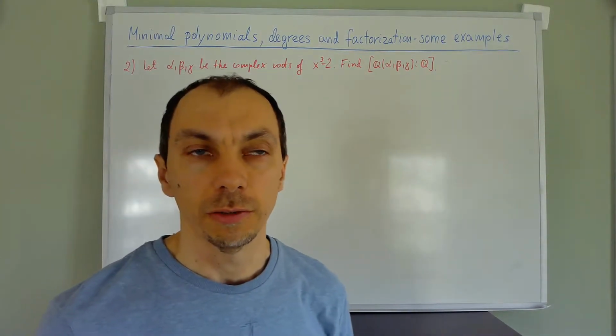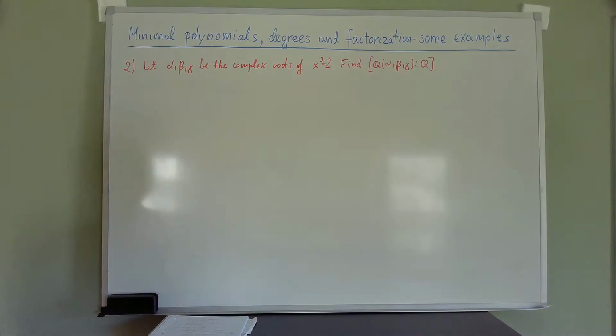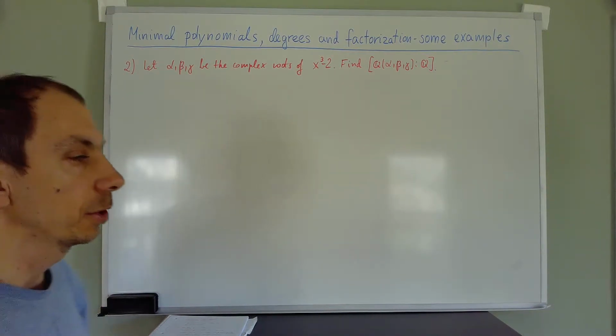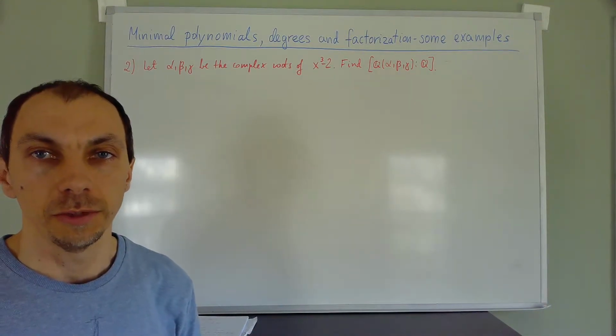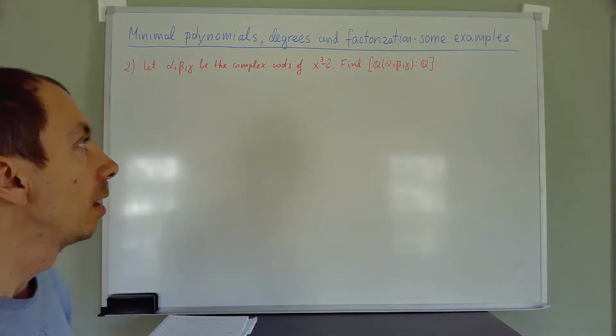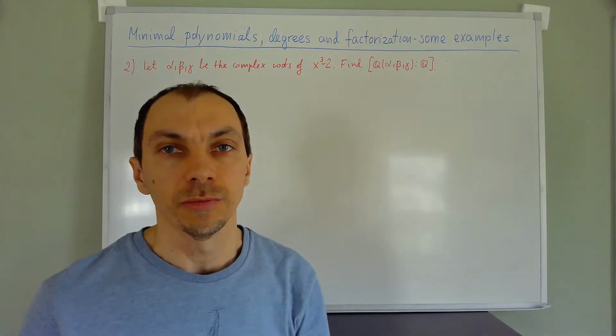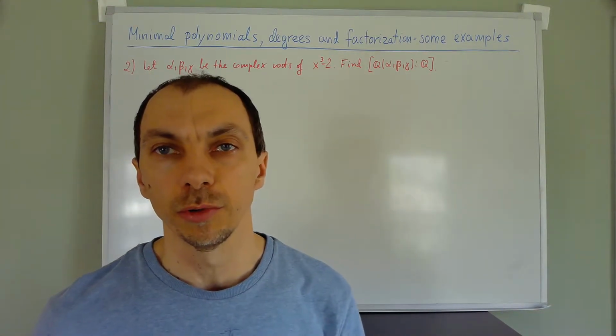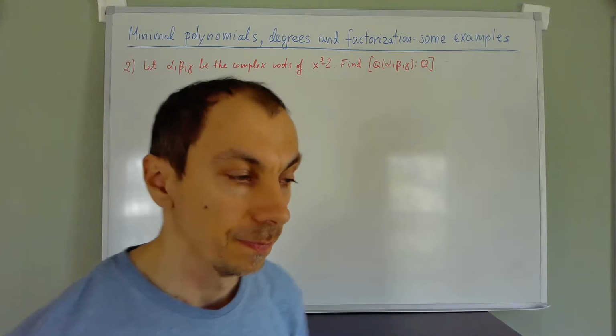Okay, let's work on another example. Here is another problem. Let alpha, beta, gamma be the complex roots of the polynomial x cubed minus 2. There are three such roots, I just call them alpha, beta, gamma. Find the degree of this extension where I join all the three roots to Q over Q.